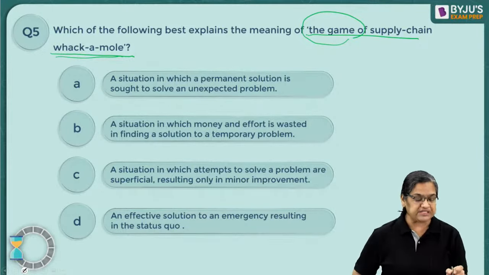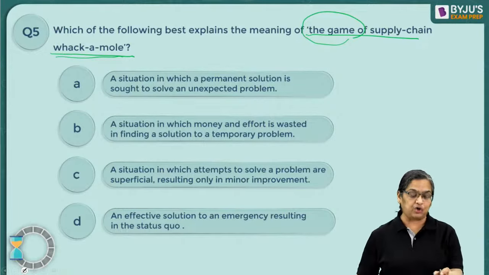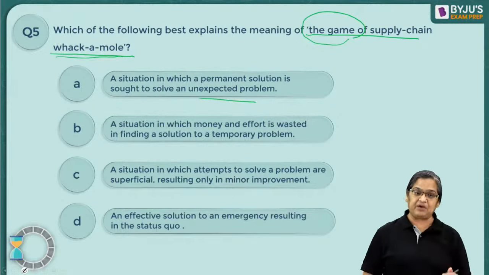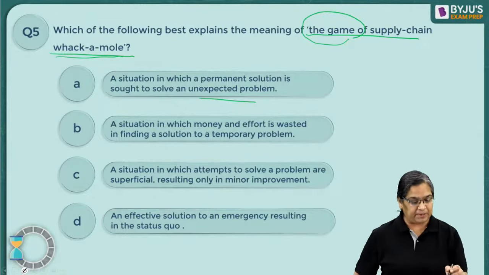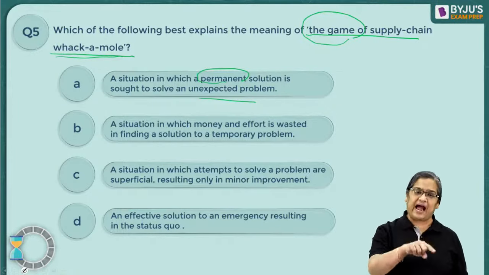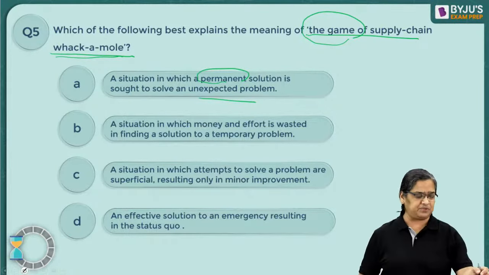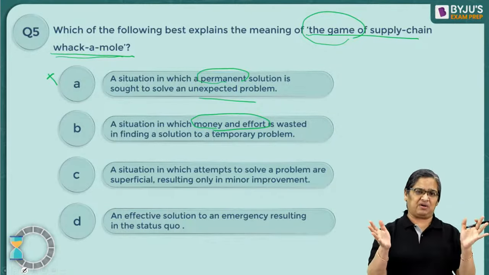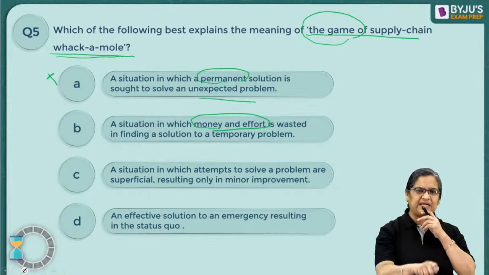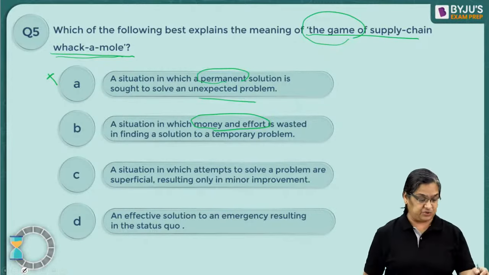Is he talking about a situation in which a permanent solution is sought to solve an unexpected problem? Yes, the pandemic was an unexpected problem. Exactly. The pandemic is an unexpected problem, but have they given a permanent solution? If they had, then the Delta variant wouldn't have caused problems. So this is not the answer. A situation in which money and effort are wasted in finding a solution to a temporary problem. Did he say anything about how much money and how much effort was spent? So those seem to be out of scope. We're not sure. It puts a doubt in your mind. Author hasn't mentioned it. Money and time wasted, so it cannot be this.